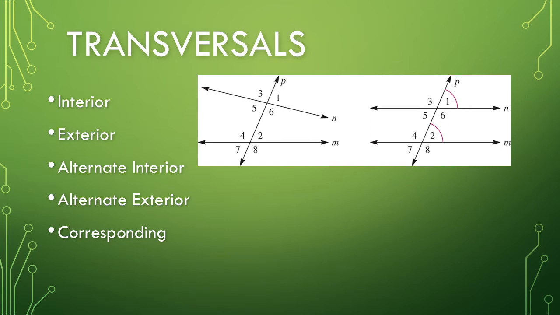And finally you have corresponding angles. If you were to imagine taking 4, 2, 7, and 8 and taking those and overlapping them over top of 3, 1, 5, and 6, you would see that those all correspond because those are the spots that would overlap.